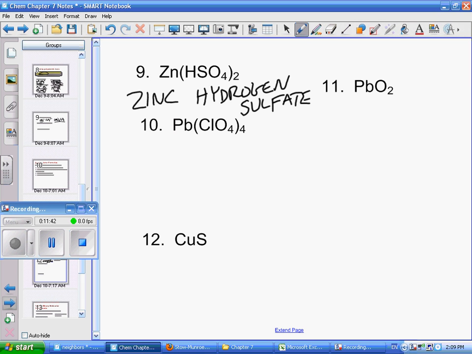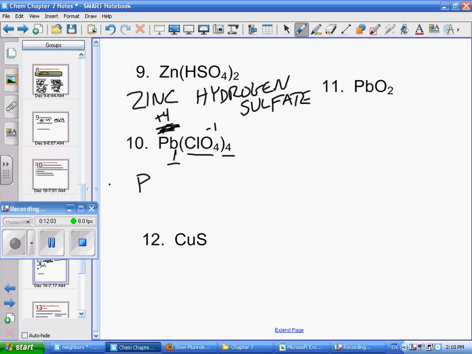Okay, number 10. Okay, once I look up lead, I realize that I have more than one lead that I need to deal with, and I could use lead 2 or I could use lead 4. When I look up perchlorate, I notice it only can be a negative 1. So what's going to give me a 1 to 4 ratio? Not the plus 2. So this has to be lead 4 perchlorate.